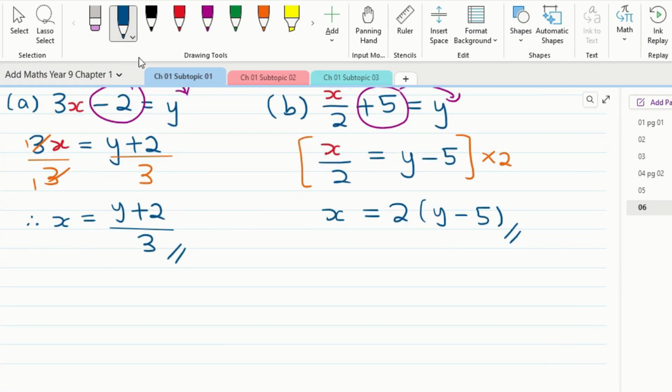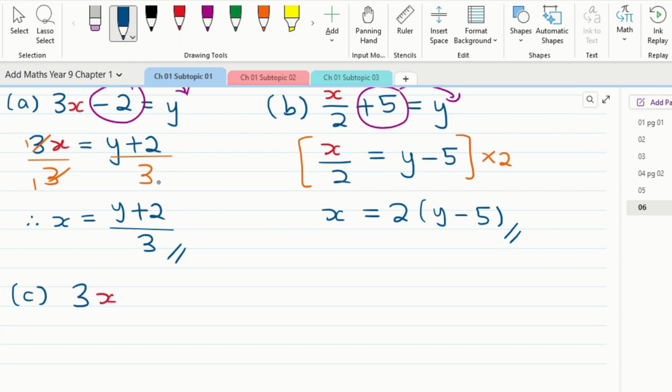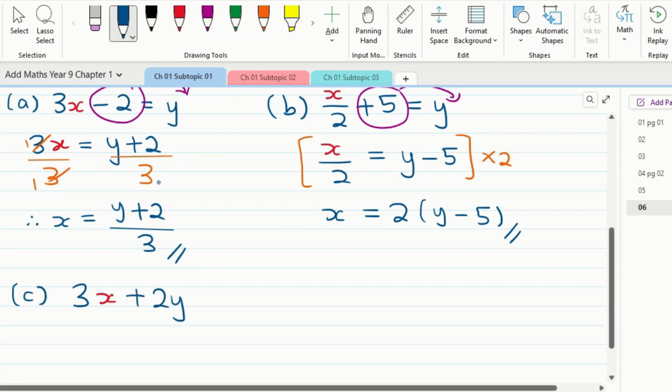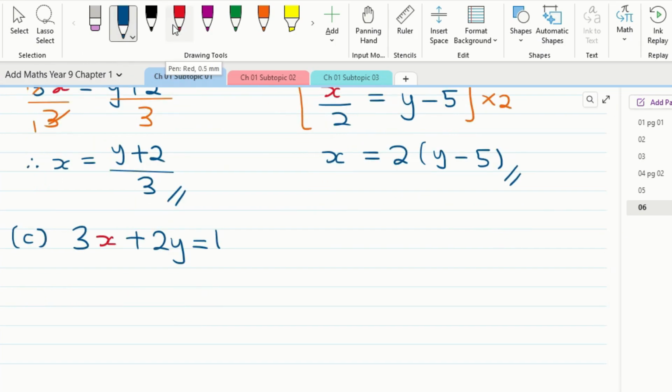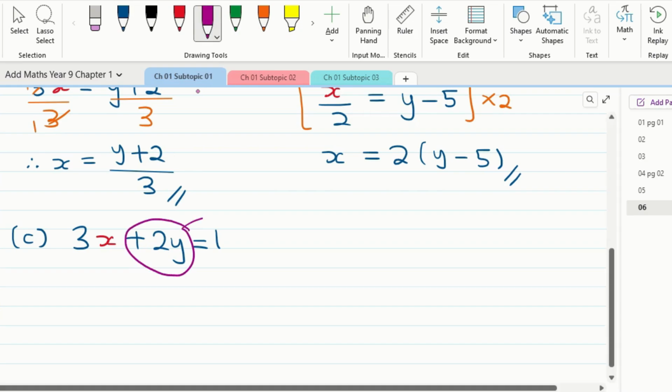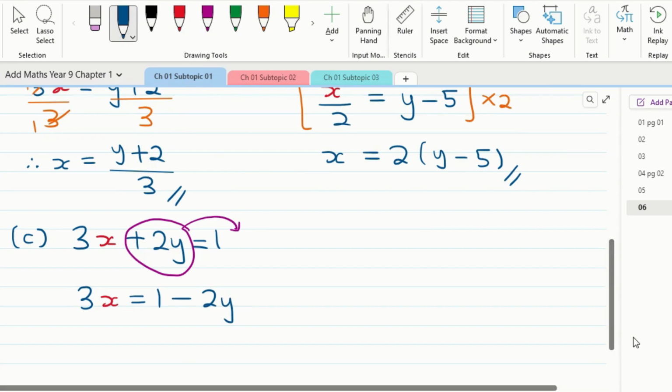Now, as for C, this is 3x plus 2y equals 1. Right? Similar methods also. You have to isolate x by moving all of the other terms. So the first term that will be moved is 2y. So it's going to be 3x equals 1 minus 2y.